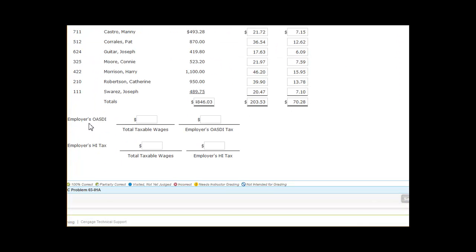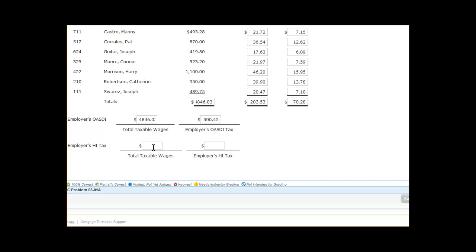All right, down here you have the employer. The total taxable wages, which we added together above, is $4,846.03. The total employer's OASDI isn't going to be the 203.53. What we're going to do is take this total and multiply it times 6.2%, because the employer pays 6.2%. So they're actually going to pay $300.45, where the employees pay a total of 203.53.